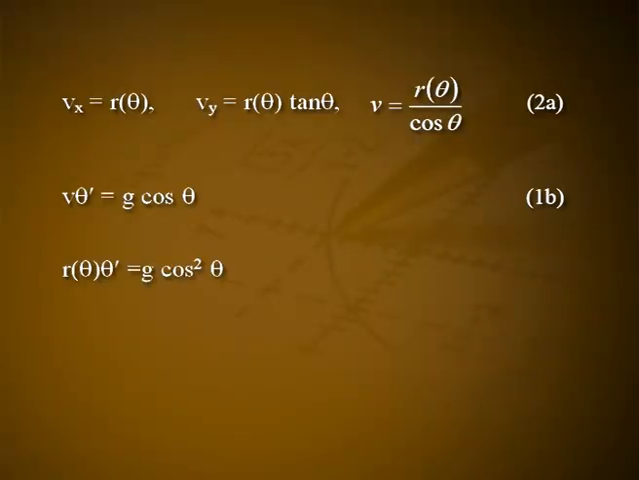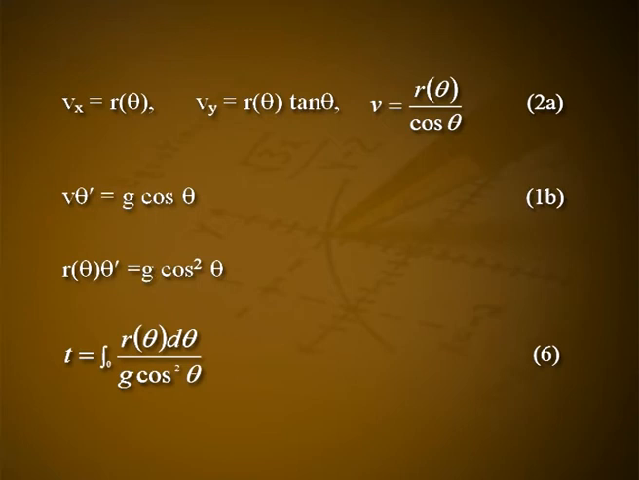1b, r theta into theta dash is equal to g into cos square theta. Thus, t is equal to integral r theta d theta by g cos square theta. Since our time origin is at theta is equal to 0, we must integrate back from 0 in equation 5 and 6 to obtain the initial position for a projectile fired upward.